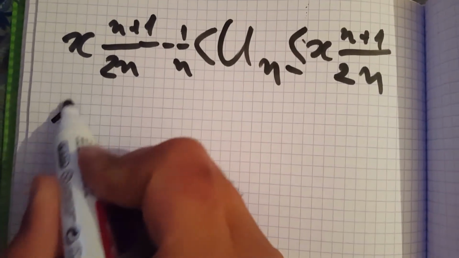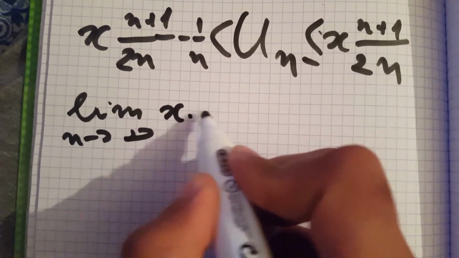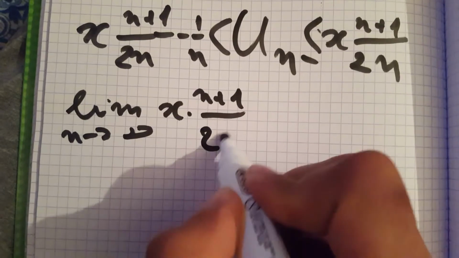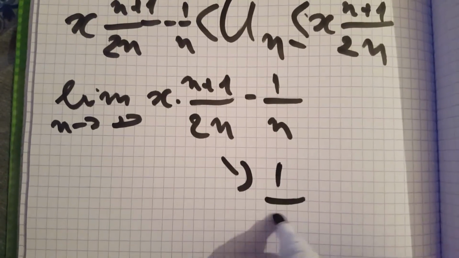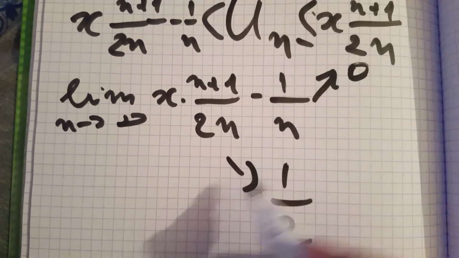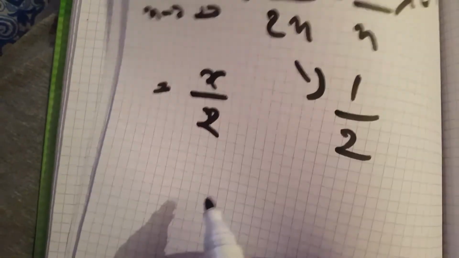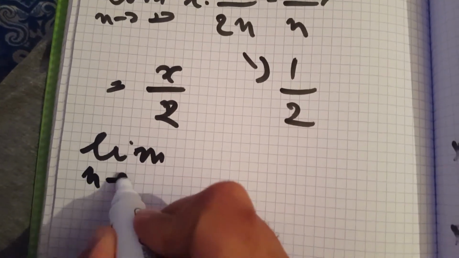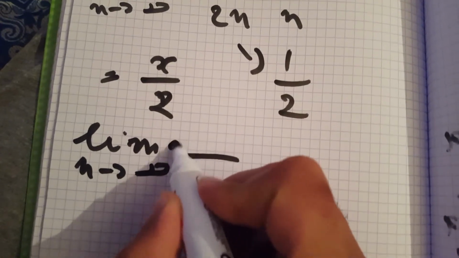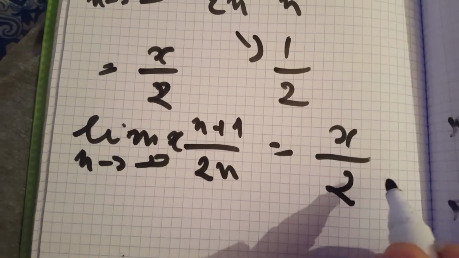So I will calculate the limit of both these sequences, and if I have the same limits, so it's the limit of my sequence. So here this converges to 1 over 2, and here it converges to 0, so all of this will converge to x over 2. So we know that our limit is x over 2, obviously. So we have the limit of x multiplied by n plus 1 over 2n is equal to x over 2. So the limit of Un is equal to x over 2.